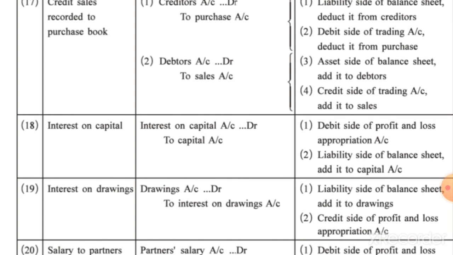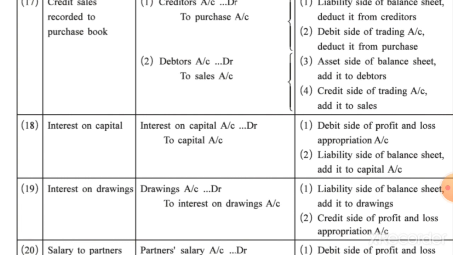So drawings means you have withdrawn certain amount from the firm. So the firm will charge interest on it. So it would be an income from the point of view of the firm. So drawings account debit to interest on drawings account credit. So first effect, that would be liability side of balance sheet. You know it, from the capital we are subtracting the drawings. So in drawings, wherever we have written, we will add interest on drawings in the drawings amount. And the second effect, that would be it is an income for the firm. So credit side of P&L appropriation account.